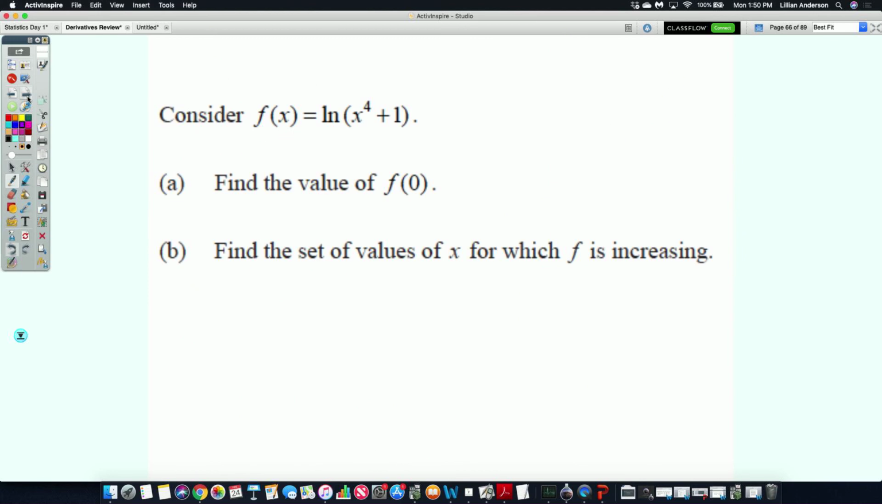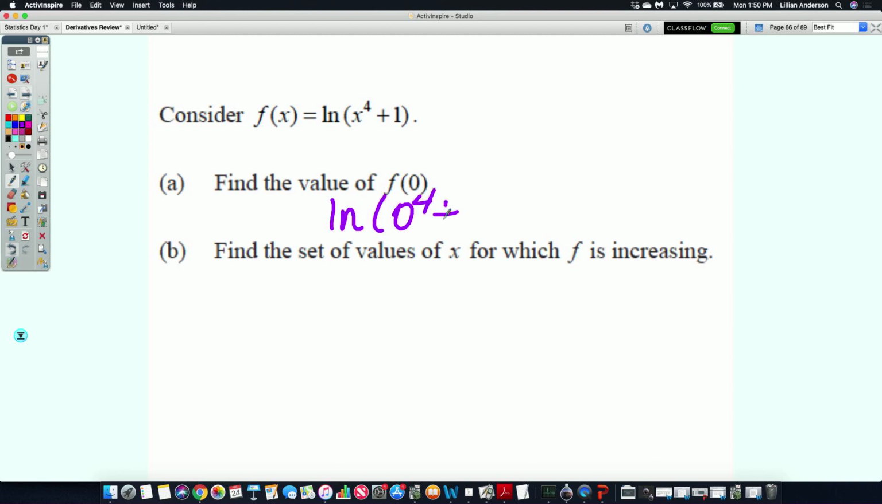Okay, let's take a look at this example. It says, consider f of x equals the ln of x to the 4th plus 1. You have to find the value of f of 0. Not to be confused with f prime of 0. For part A, what am I doing? Solely plugging 0 into x, into the original, right?